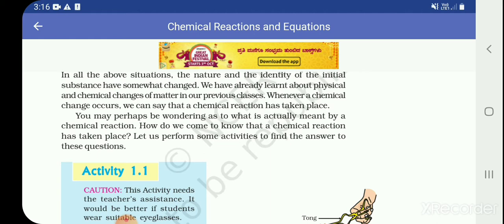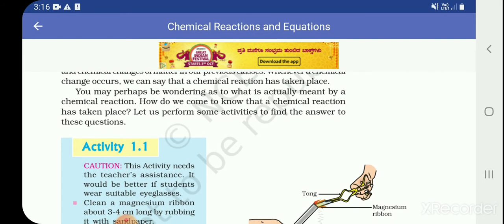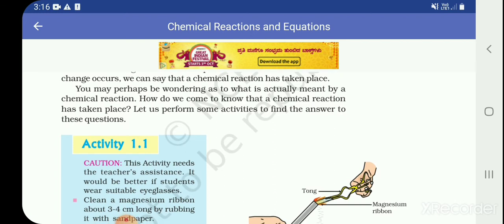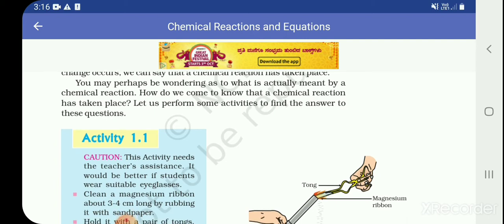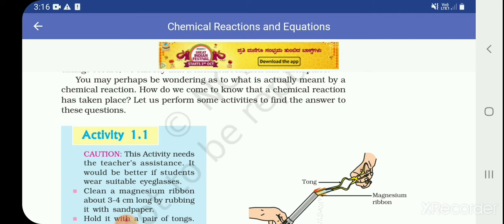We have already learned about physical and chemical changes of matter in our previous classes last year. Whenever a chemical change occurs, we can say that a chemical reaction has taken place. You may perhaps be wondering as to what is actually meant by a chemical reaction. How do we come to know that a chemical reaction has taken place? Let us perform some activities to find the answer to these questions.